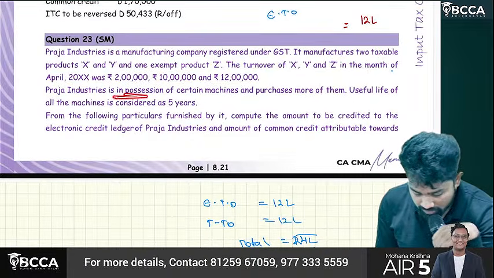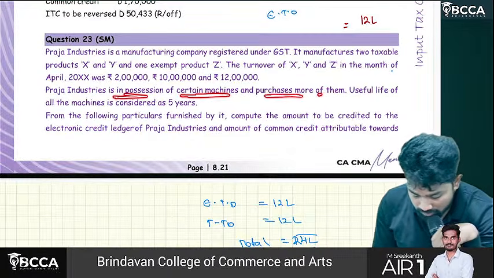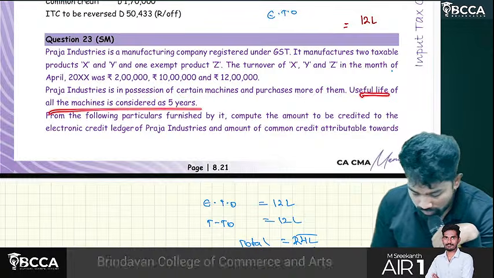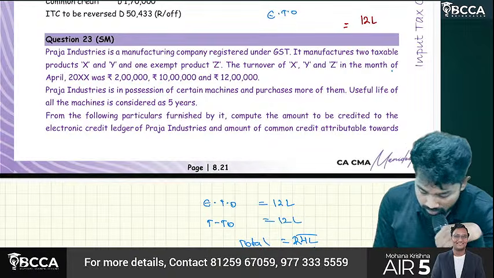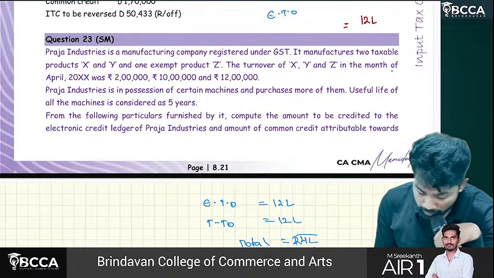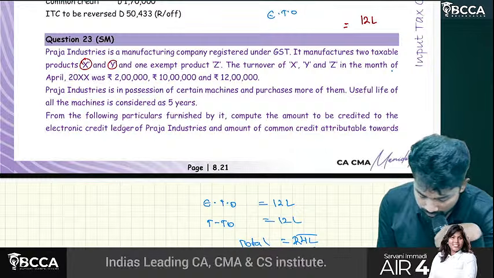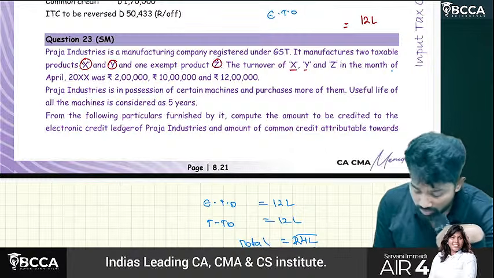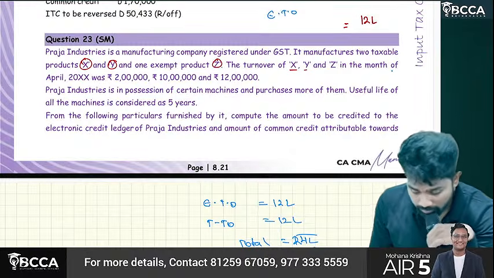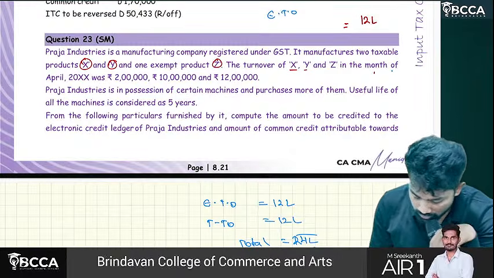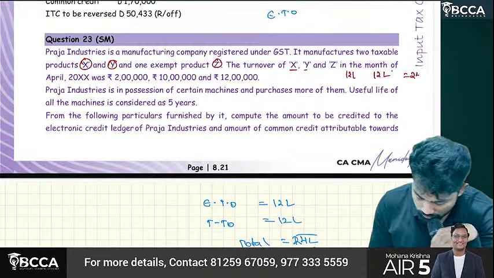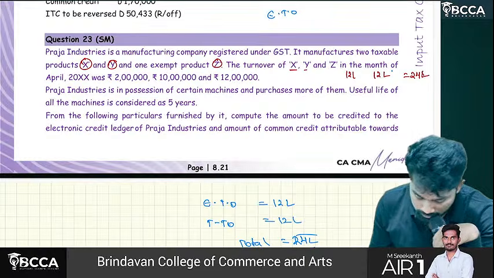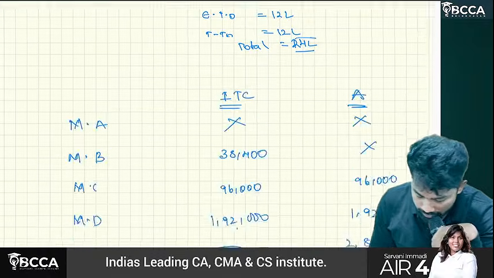Praja Industries is in possession of certain machines and purchases more of them also. Useful life of all the machines is like how much, sir? 5 years only. Sir, here how many products are they dealing? X, Y, Z. X, Y are what? Taxable. Z is what? Exempted. Sir, what is the exempted turnover? 12 lakhs. What is the taxable turnover? Total turnover 24 lakhs. Okay, this is clear, right? Now, from the following, we need to calculate the ITC available.